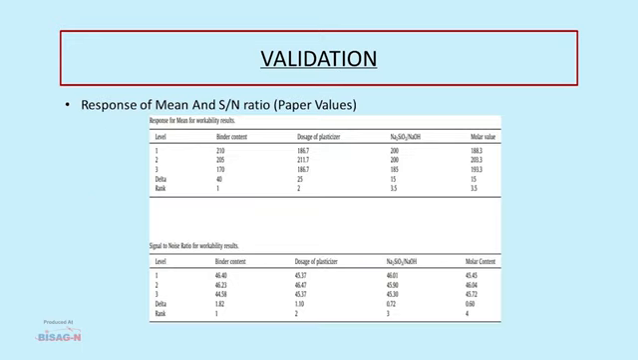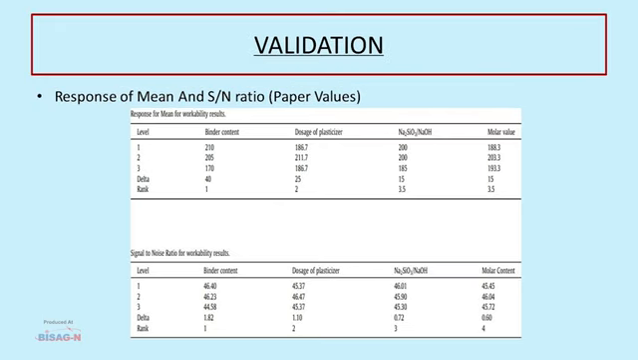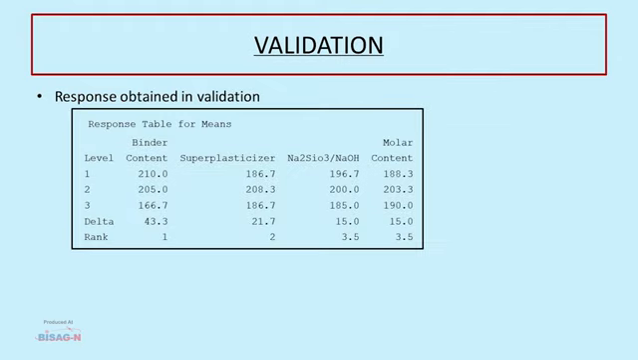Here we see that the results are similar in nature, and the results also show that the binder content has the most influence on the slump value of the concrete mix, followed by the dosage of plasticizers, and followed by the ratio of NaSiO3 and NaOH and the molarity. The response obtained in validation also reflects the same.